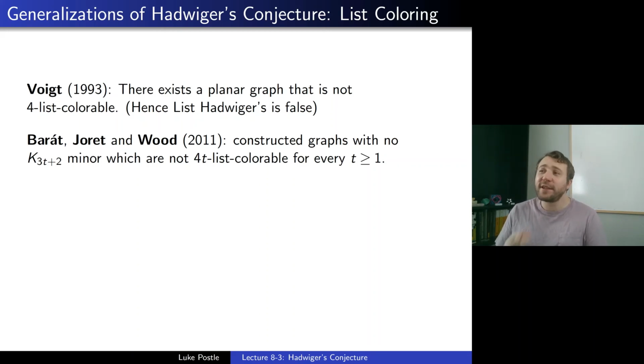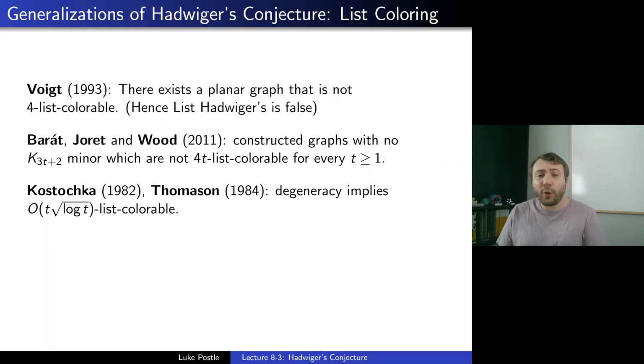So it's quite interesting that there is something about Hadwiger's, just like the 4-color theorem, that's specific to coloring and not list coloring. But maybe the linear version also works for list coloring. And what's known, well, the Kostochka and Thomason degeneracy bounds, if you remember our talks on list coloring, certainly imply that they're t root log t list colorable.